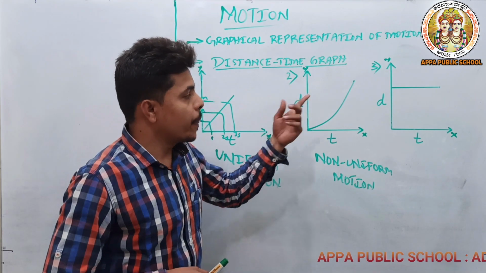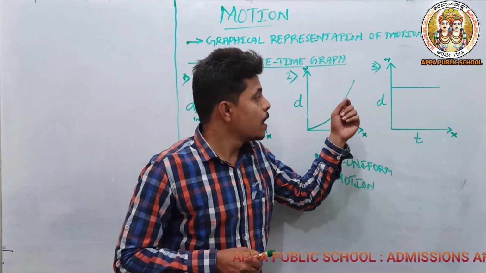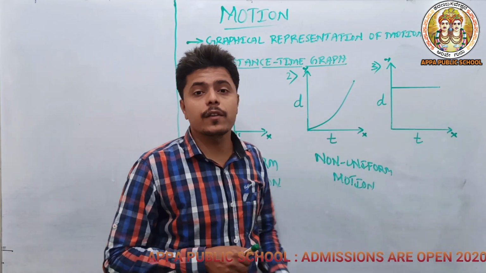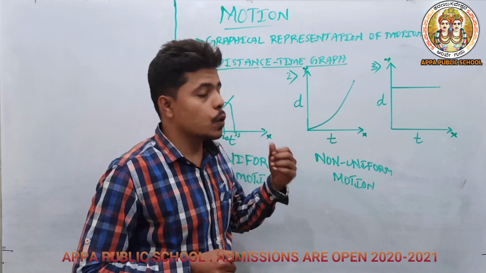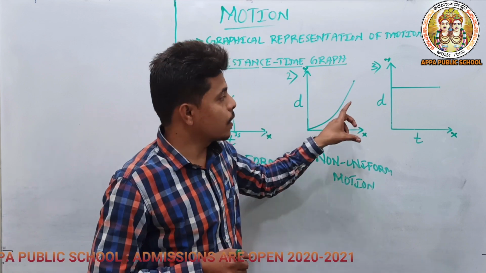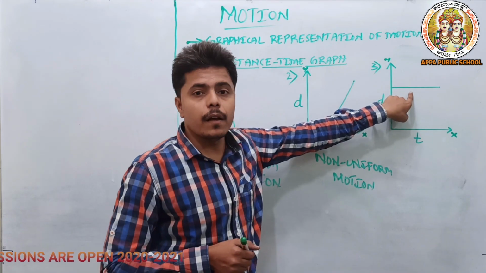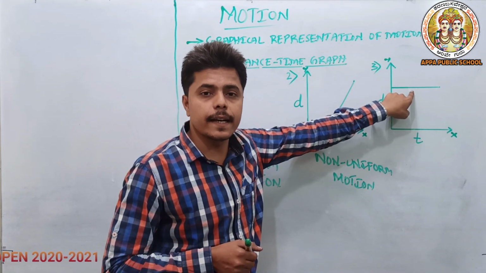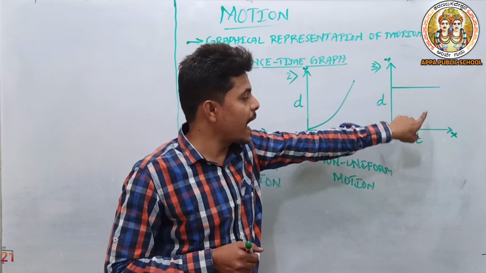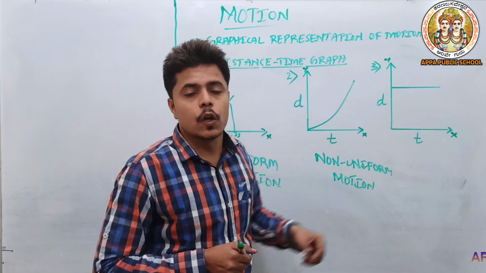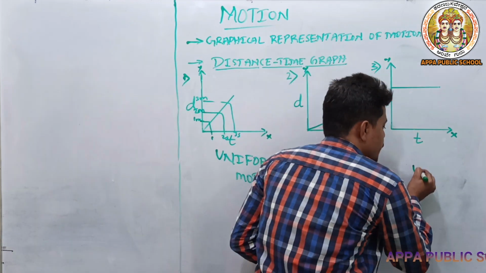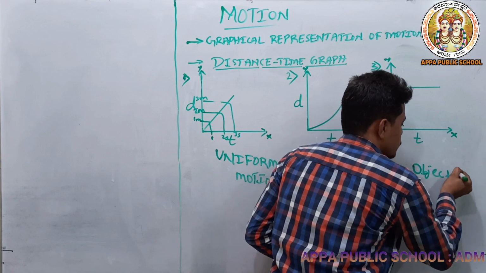The last one you can see is the straight line where the object is at rest. So the object is at rest, and the graph comes in this form. The distance does not change, the object is at rest. The line will be parallel to the time x-axis. So we can say the object is at rest.